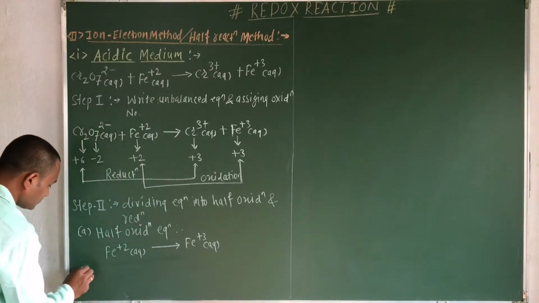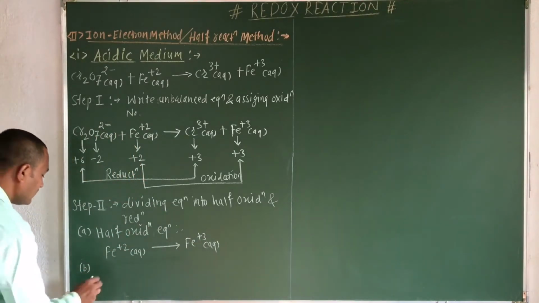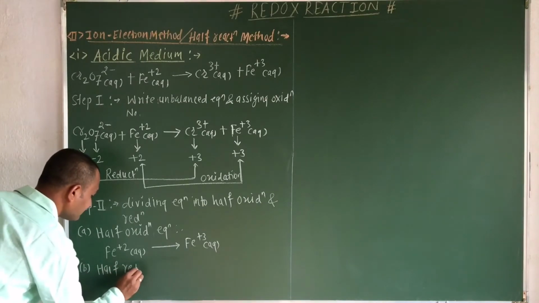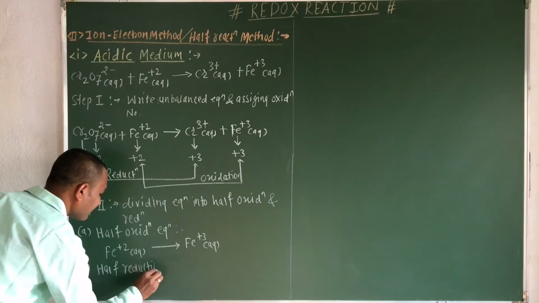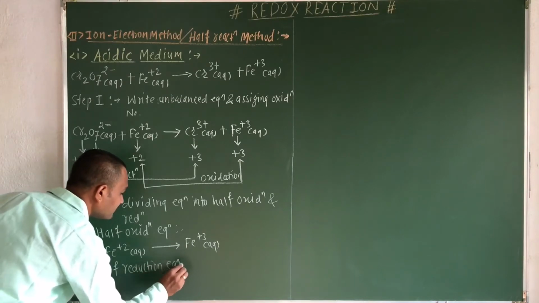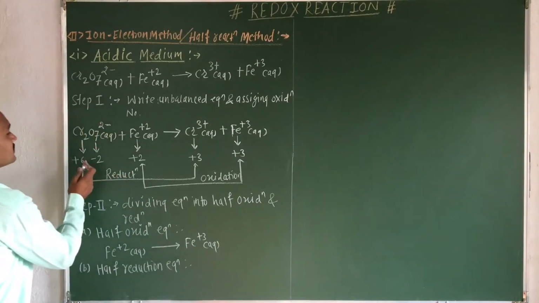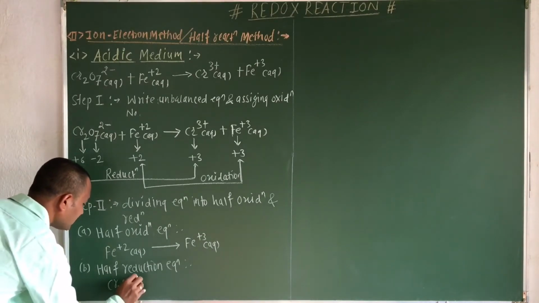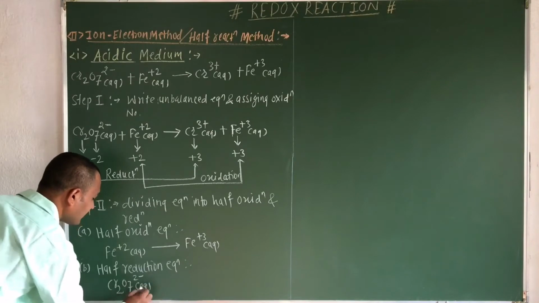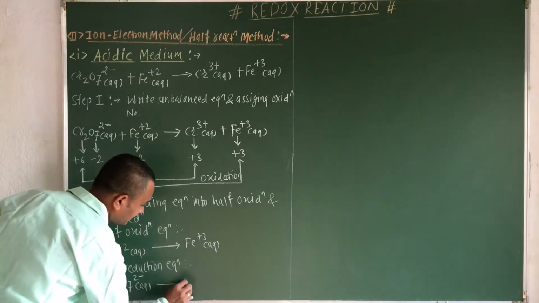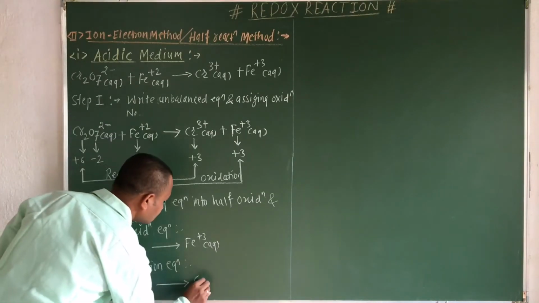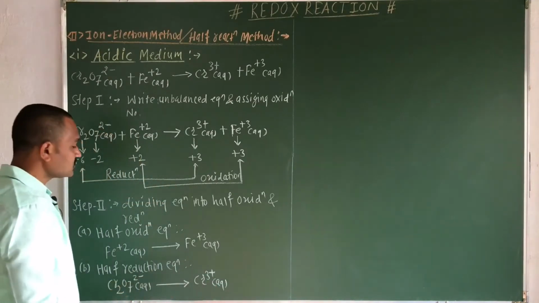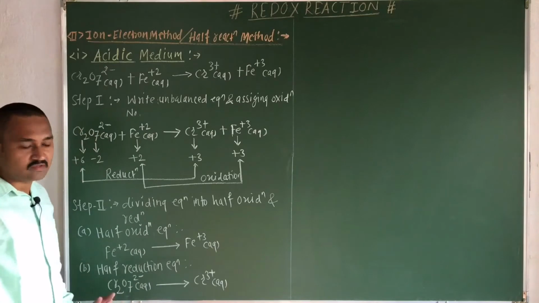Now let's go for the second, that is B, the half reduction equation. It is again very simple: Cr2O7 2 minus aqueous gives Cr plus 3 aqueous. So these are the two half equations.